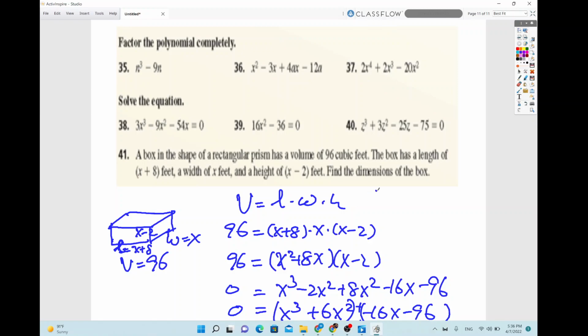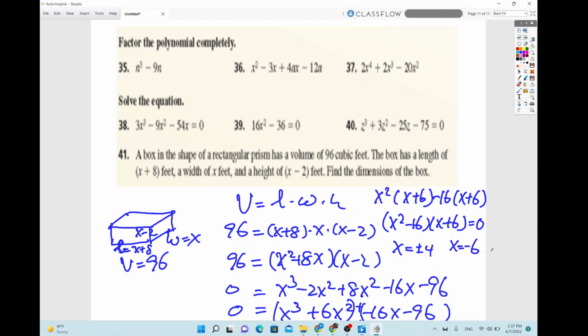For the first group, we take out x squared, so we have x plus 6 remaining. For the second group, we take out negative 16, so we have x plus 6. Then we get x squared minus 16 times the common binomial, x plus 6. Set that equal to 0. Solving for x, we get x equals plus or minus 4, because 4 squared is 16, and 16 minus 16 is 0. And also x could be negative 6.